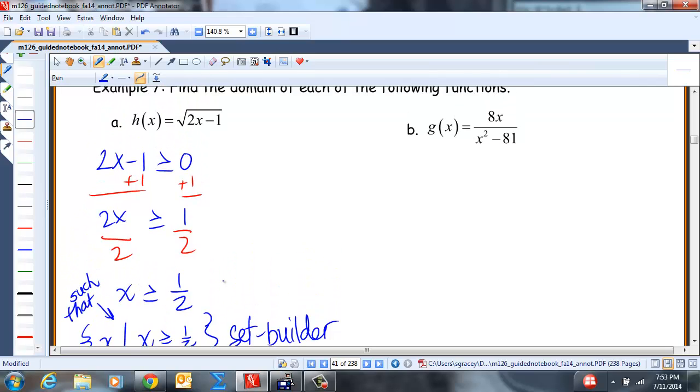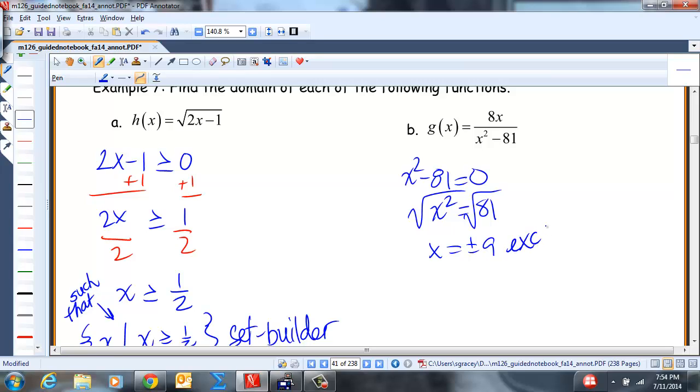All right, so part B, what do you think? We do not want what? Great, a 0 in the denominator. We do not want a 0 in the denominator. So if we find out what the zeros are, we can exclude them. So x squared equal to 81. If we square root both sides, we would get x is plus or minus 9. And these are the numbers that need to be excluded.